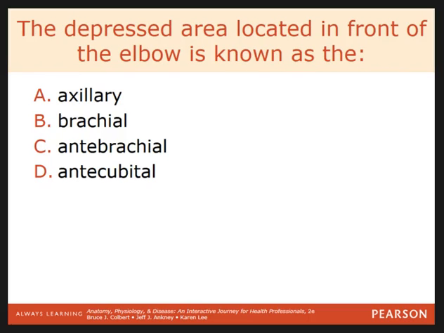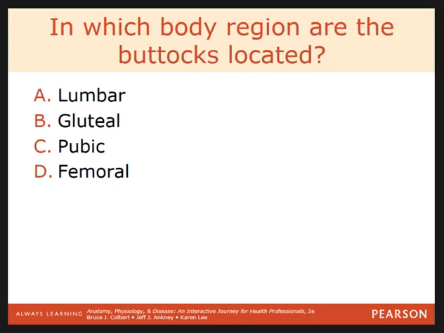The depressed area located in the front of the elbow is known as the antecubital. Now that's important because when we talk about using IV therapy for patients, that is the most common site for an IV line in sterile administration of IVs. In which body region are the buttocks located? That would be gluteal.